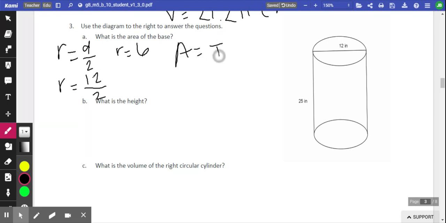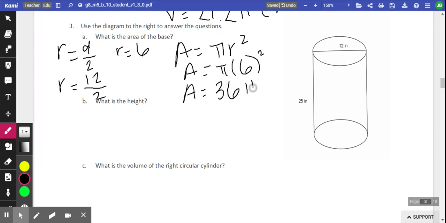So now you can find the area of your base. You get 6 squared, or 6 times 6 is 36, and then we just leave our pi there. And this is going to be inches squared. B says, what is the height? The height is just going to be 25 inches.